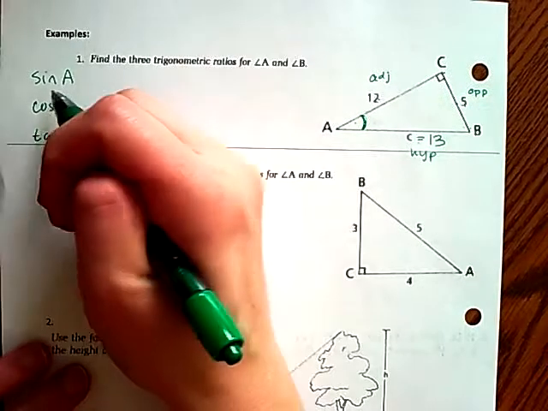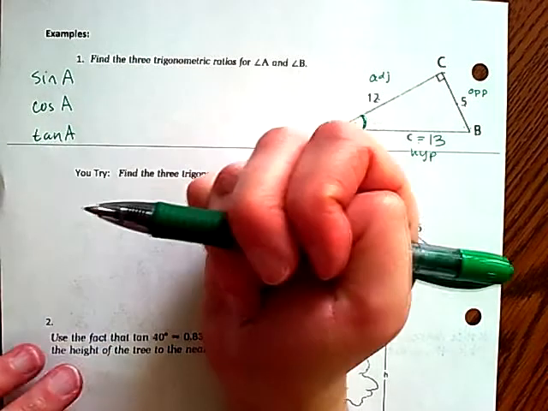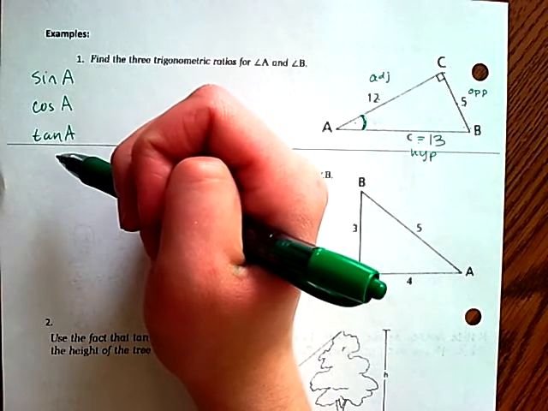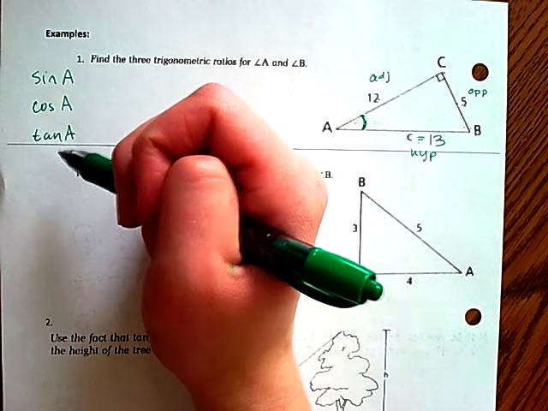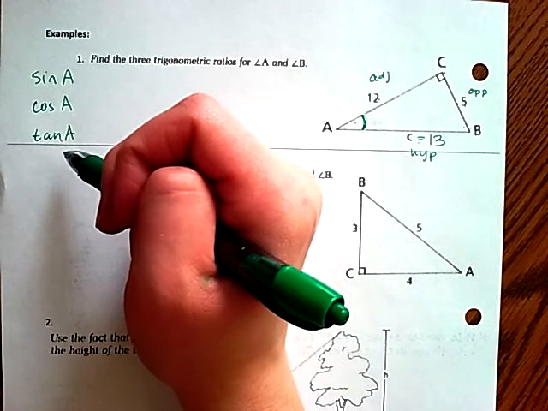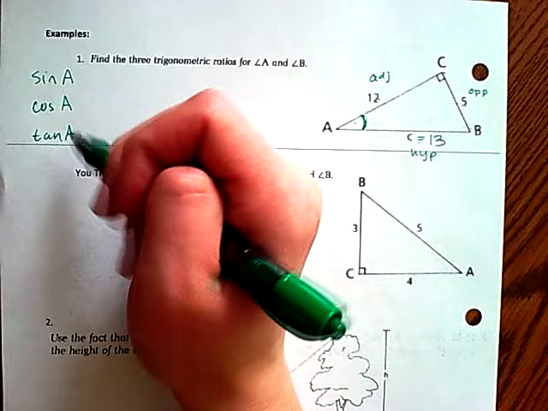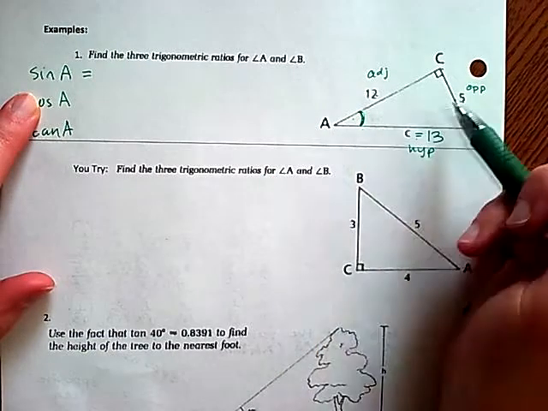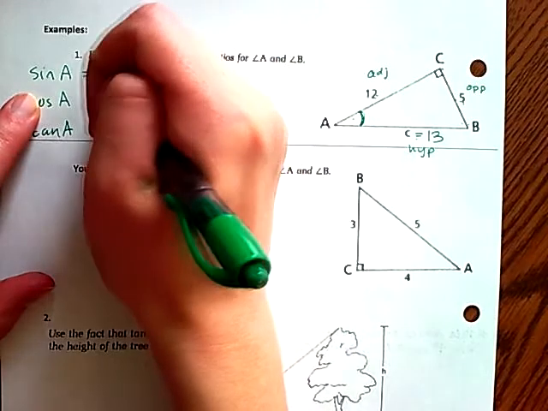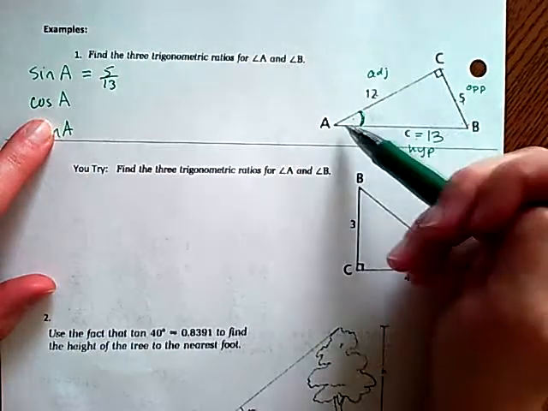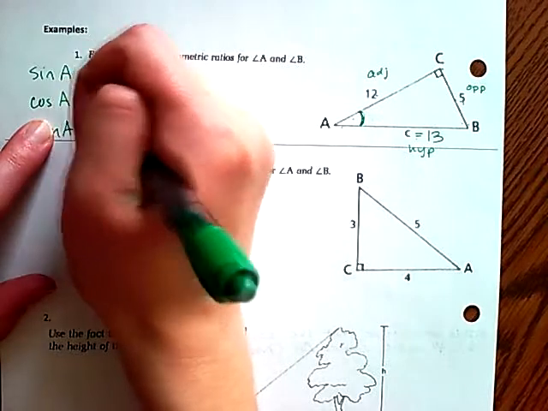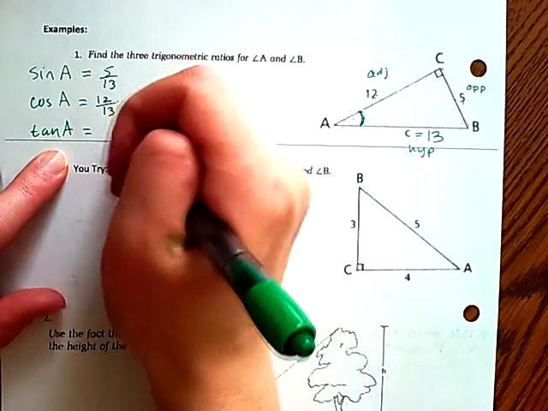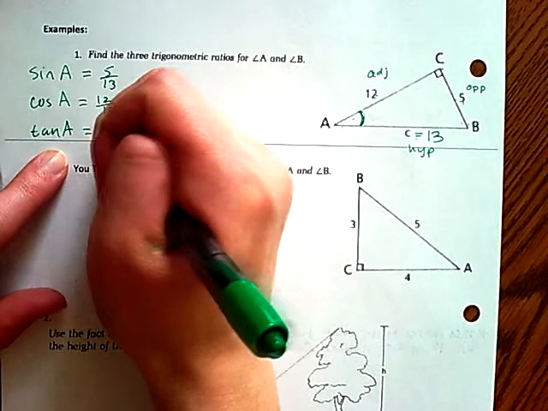One quick thing I forgot to mention is these 3 letters are the abbreviations for sine, cosine, and tangent. You'll also see those values on your calculators because your calculator actually knows all of the trig ratios and can actually spit them out for you. Okay, so the idea is sine would be, in this case, opposite over hypotenuse, 5 over 13. Cosine would be adjacent over hypotenuse, 12 over 13. And tangent would be opposite over adjacent, 5 over 12.